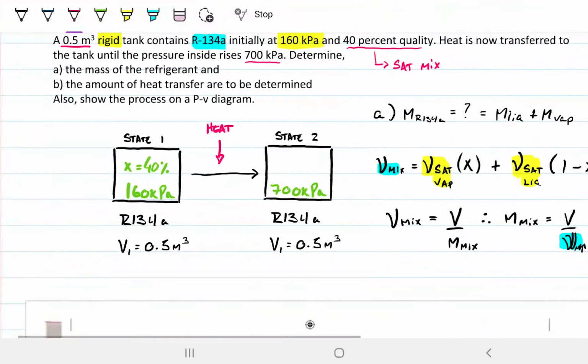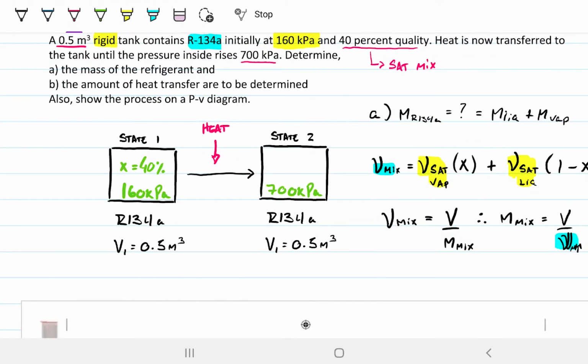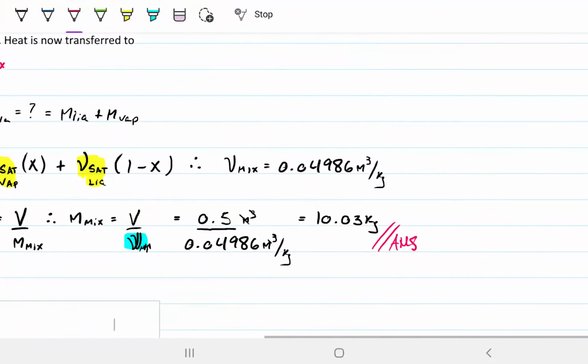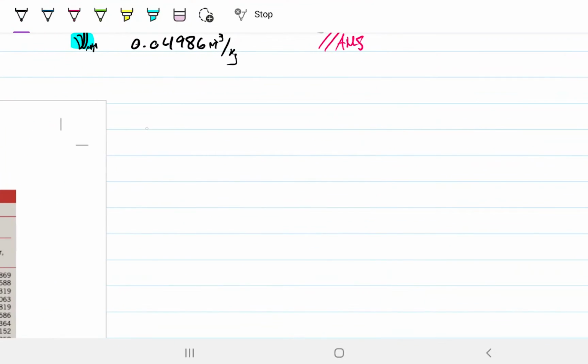Cool, what else? B, what's the amount of heat transfer? So how much heat do I need to give to the system so that it can go from the 160 kilopascals saturated mixture to the 700 kilopascals? So how do we know that? Well, now we start to use the first law of thermodynamics, and this is, I guess, the biggest change, because before we didn't think about this.